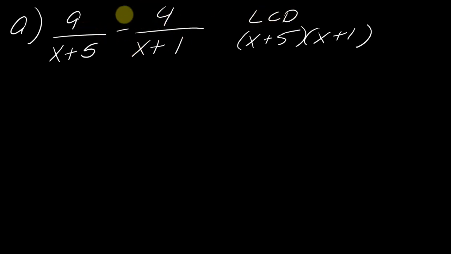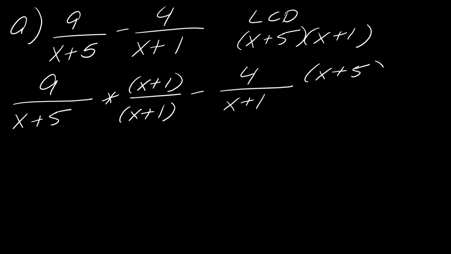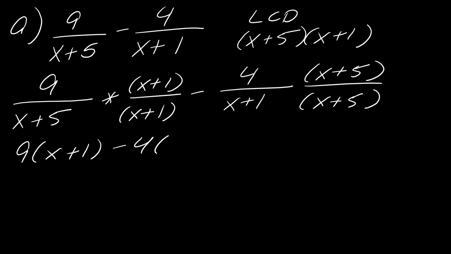So we want to rewrite this problem with the same LCD. So what do I need to multiply 9 over x plus 5 by to get to the LCD? I would need to multiply it by x plus 1. And what do I need to multiply the second fraction by to get to the LCD? In that case, I would need to multiply it by x plus 5. Okay, so here is the work now that I need to do.